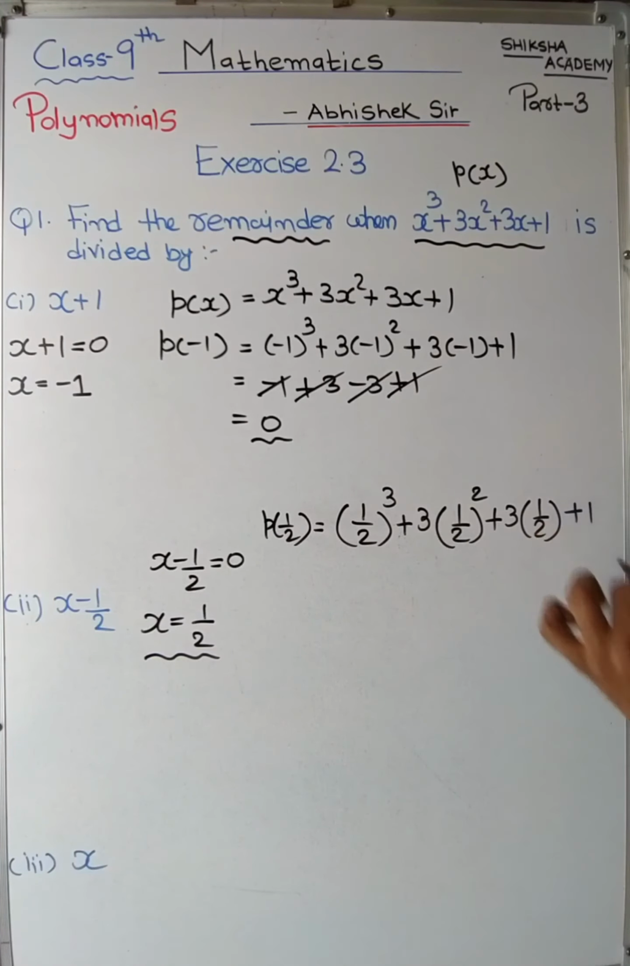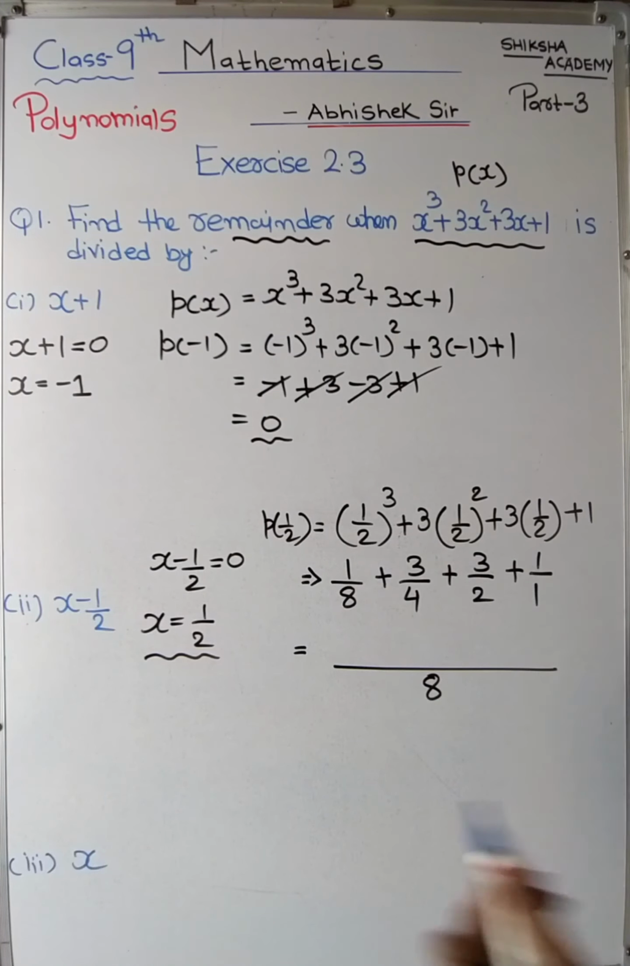So 1 cube is 1, 2 cube is 8, plus 1 square is 1, 2 square is 4. So 3 into 1, 3 upon 4, plus 3 ones are 3 upon 2, and we have plus 1. Below we don't have anything, so we'll write 1. Now 8, 4, 2 and 1 all come in 2's table, so the highest number will be our LCM. Clear? So let us take 8 as the LCM and see very carefully.